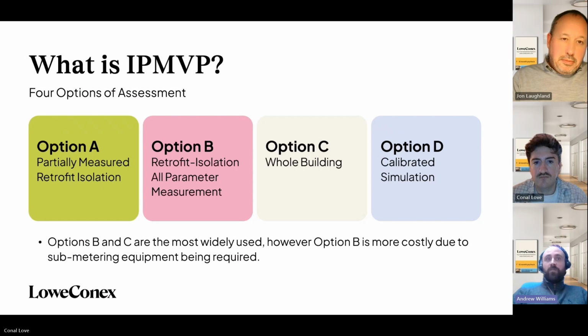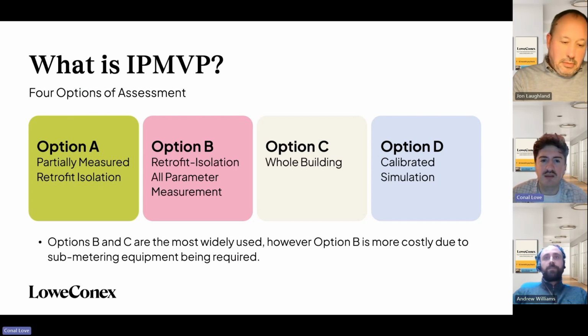Option B, in short, focuses on measuring the energy consumption of the asset or system alone and not the entire building, and you'd need sub-meters fitted to be able to carry out that method. Option C looks at the building as a whole, and this is where you'd be using the MPAN data or utility bill data.